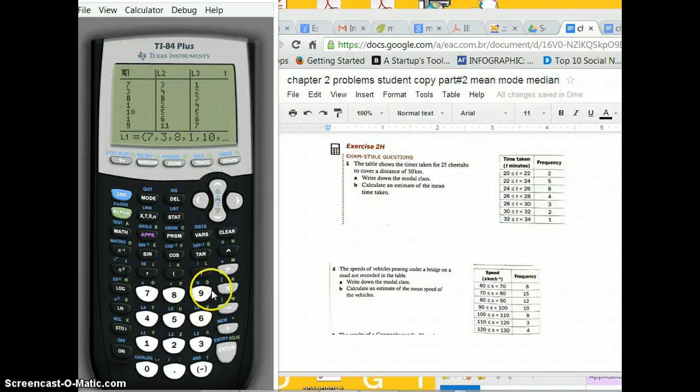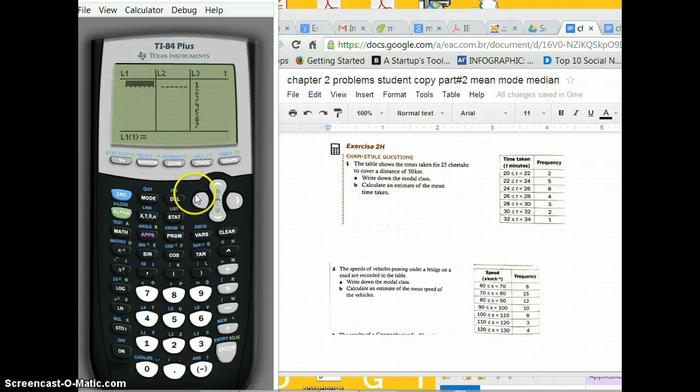You go up to L1 and you do Clear, Enter. Do you see how I cleared out the list by doing that? Clear. Make sure you don't do Delete, because if you do Delete, it deletes the list, and then you'd have to do some more stuff to get it back.